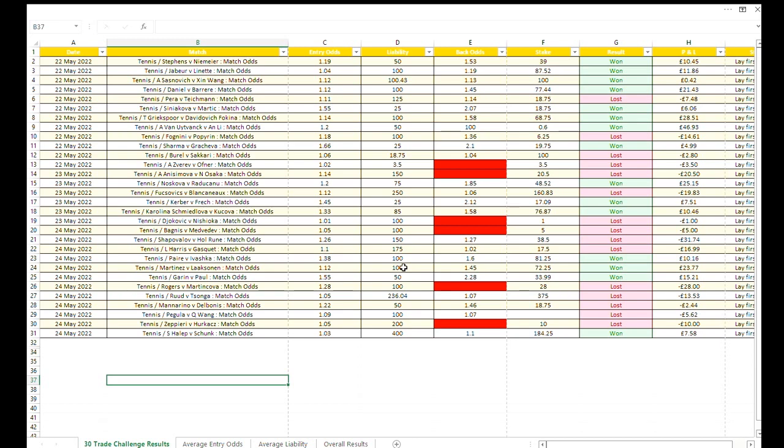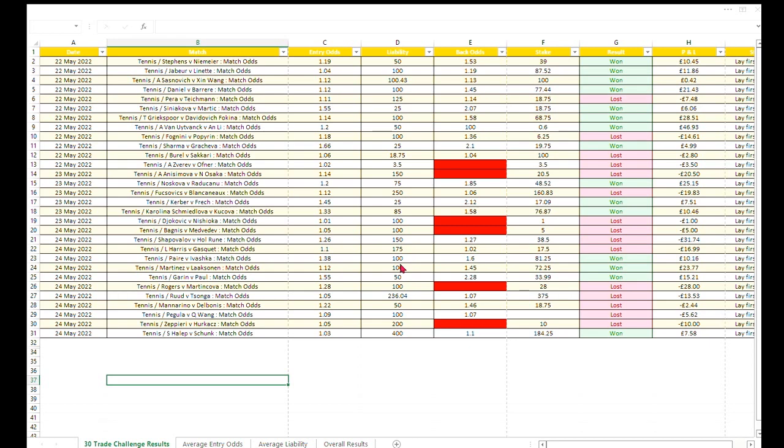So wherever you see it highlighted in red, that's essentially what's happened. I've laid at 1.14, didn't get it matched at all, lost the full amount. Laid at 101, didn't get it matched, lost the full amount. Laid at 105, didn't get the match. Laid at 1.28 and didn't get the match.